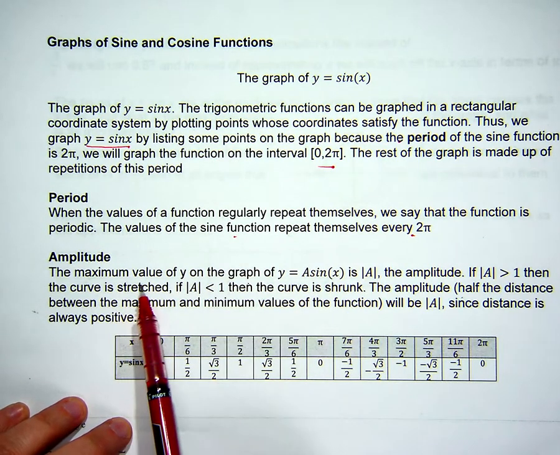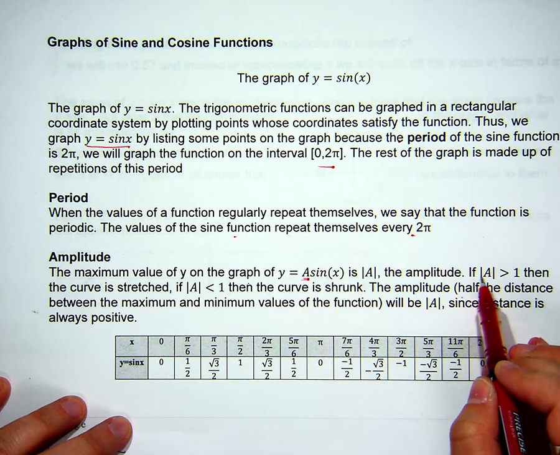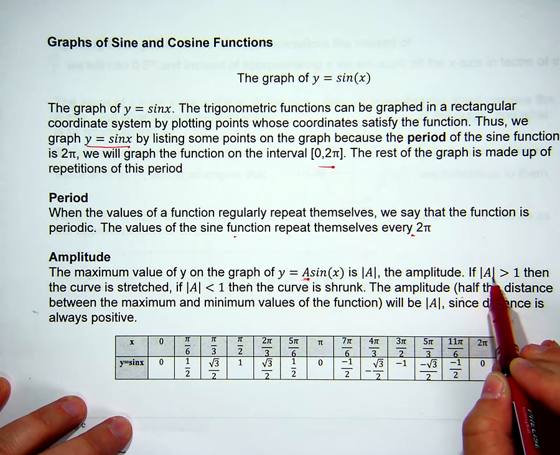Amplitude. The amplitude is the maximum displacement, or maximum value, I should say, of the function, and the value of the amplitude is the absolute value of A. A is the number that comes right in front of the sine function when we write it out. If the absolute value of A is greater than 1, then the curve is stretched, and if it's less than 1, then the curve is shrunk.